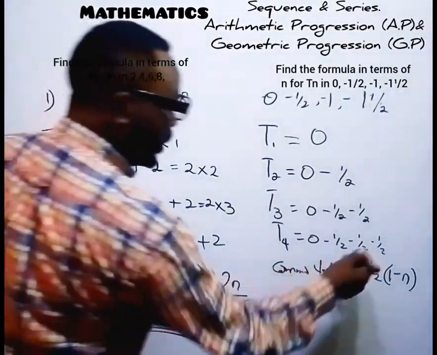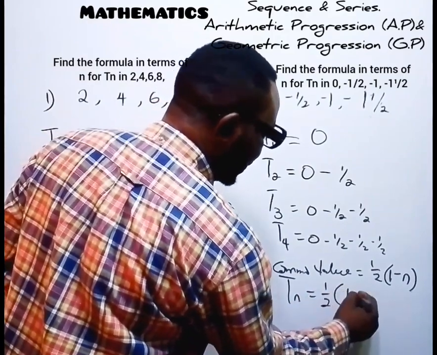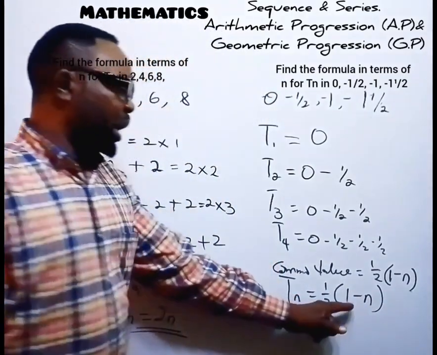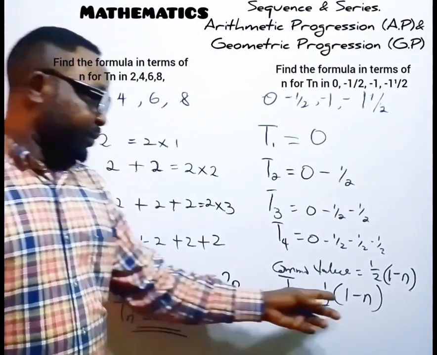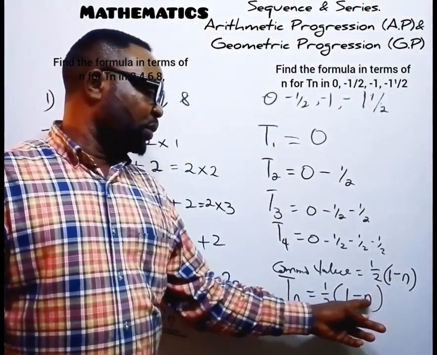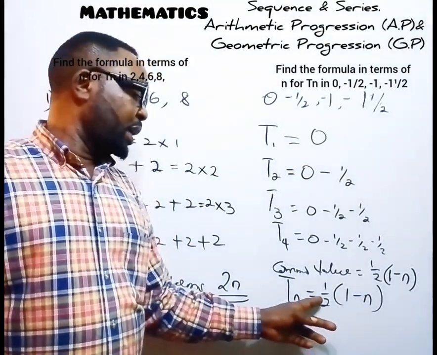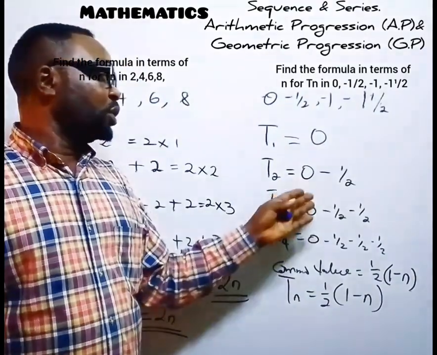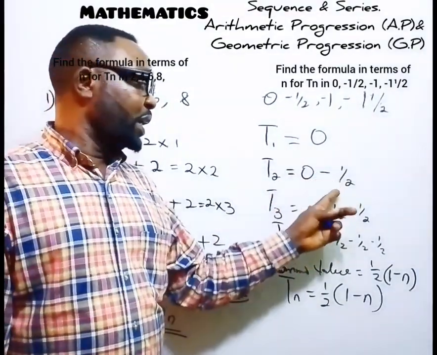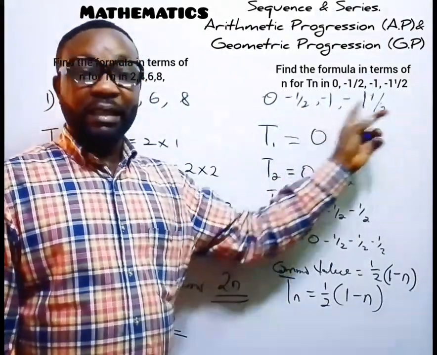So now we have the formula, where Tn is equal to R into bracket 1 minus n. Why do we have 1 minus n? By the time you put 1 minus n and multiply it with the value outside this bracket, you discover that you are going to get a negative value. Don't forget that each of the terms is a negative expression.